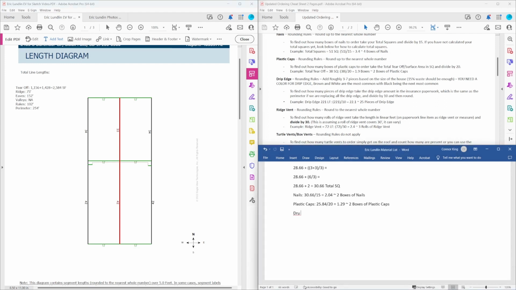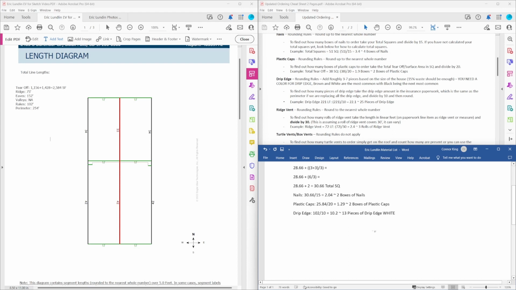So with drip edge, it says to take our total perimeter, but since we're not going to be installing it on the eaves, we're just going to take our total rakes and divide that by 10. And then we're going to round up, and we're probably going to do something like 13 pieces of drip edge, white.